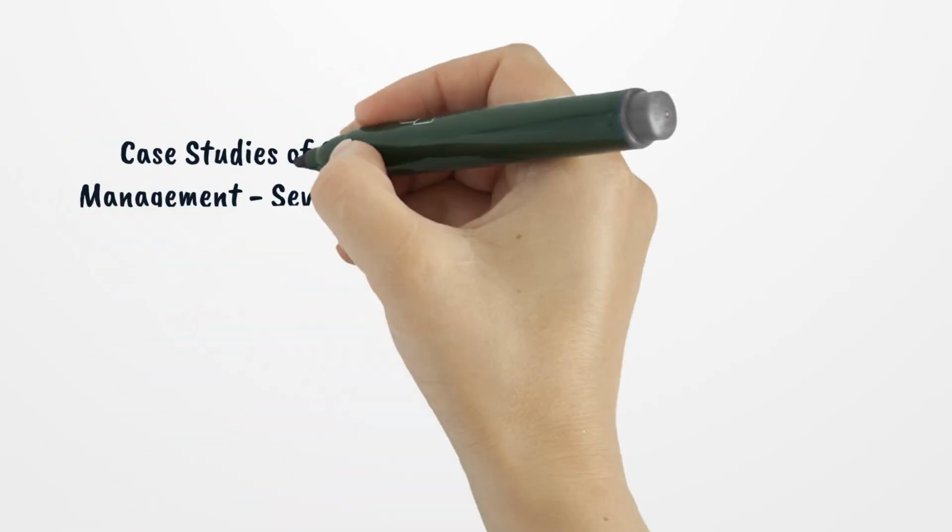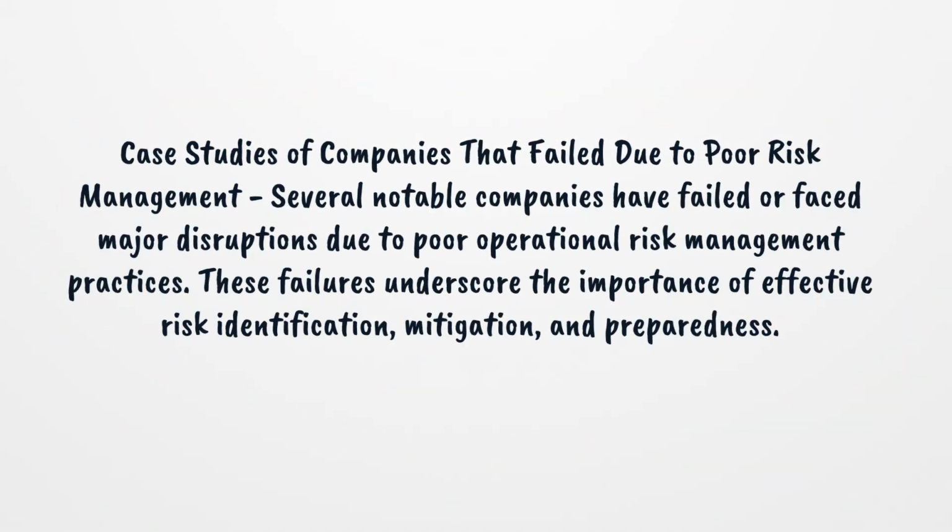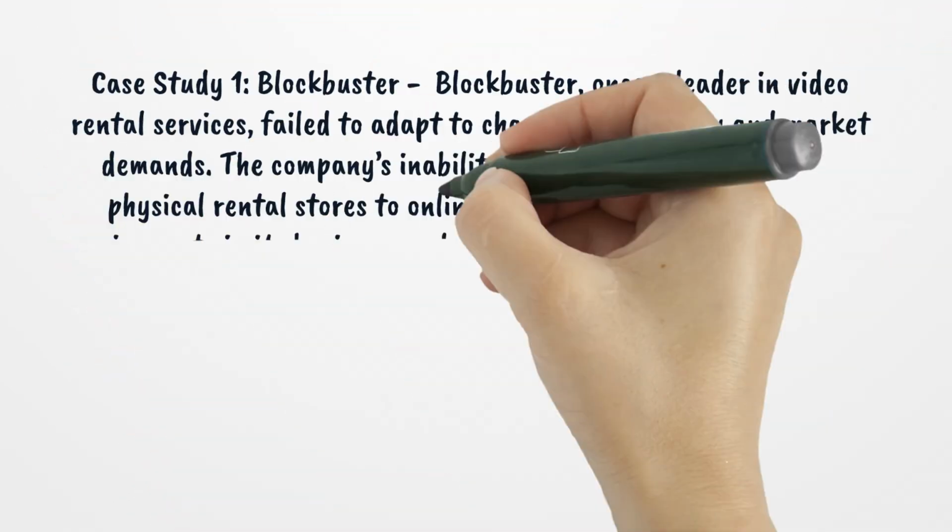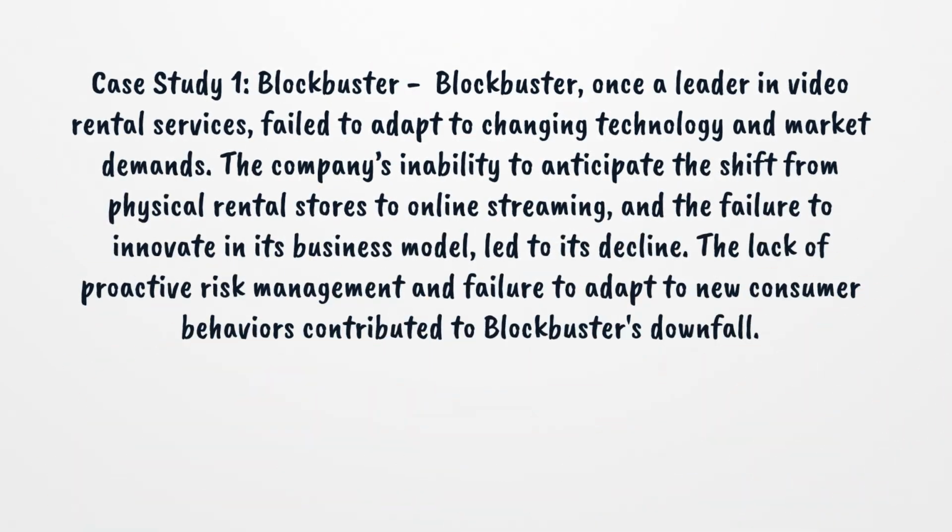Case studies of companies that failed due to poor risk management. Several notable companies have failed or faced major disruptions due to poor operational risk management practices. These failures underscore the importance of effective risk identification, mitigation, and preparedness. Case Study 1. Blockbuster. Blockbuster, once a leader in video rental services, failed to adapt to changing technology and market demands.